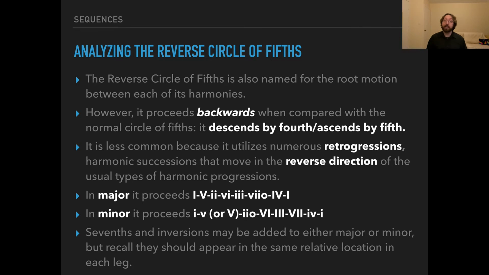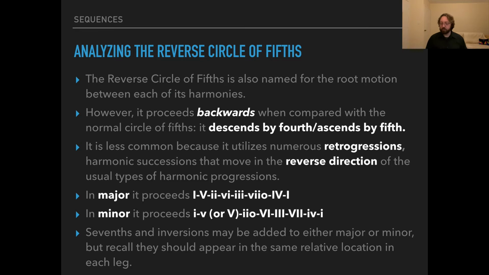You'll likely recognize this from the very outset when we listen to the major mode version of this sequence, going from 1 to 5 to 2 to 6 to 3 to 7 diminished to 4 to 1. From the very first few chords, we hear that we're moving backwards. That 5 that we want to proceed to a tonic class chord instead moves to a predominant class chord.